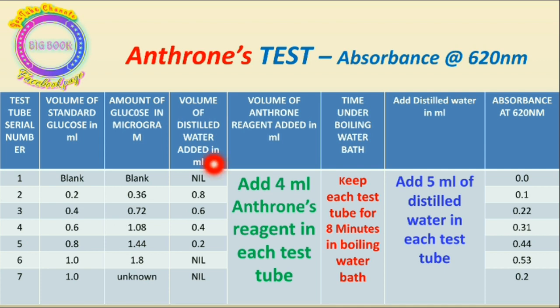Now here we see the making up of the volume to 1 ml. Then the adding of 4 ml of Anthrone reagent. This is keeping the test tubes in the boiling water bath and boiling for 8 minutes, and this is adding 5 ml of distilled water to each test tube. And further is the absorbance which has been recorded here. So here you can see the different readings. For the blank it is 0.0, and then 0.1, 0.22, 0.31, 0.44, 0.53 and 0.2 are the readings.